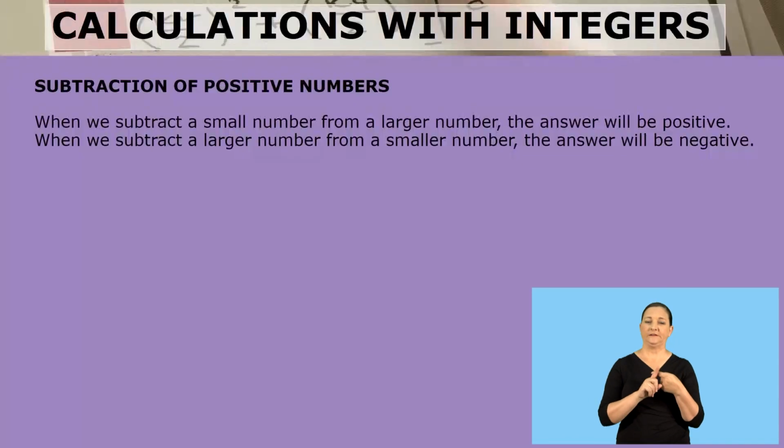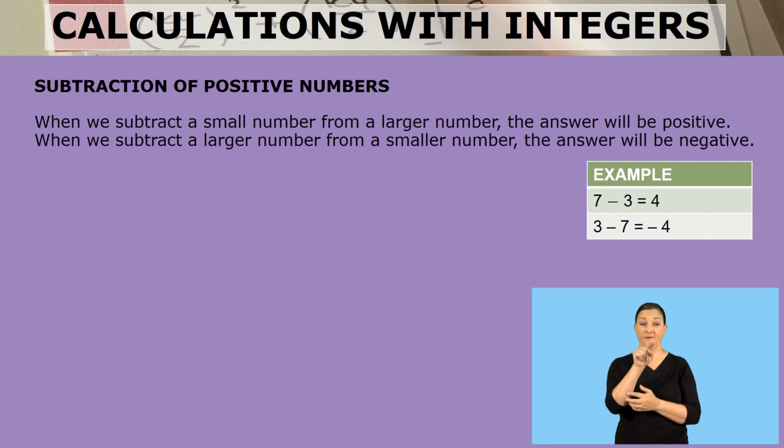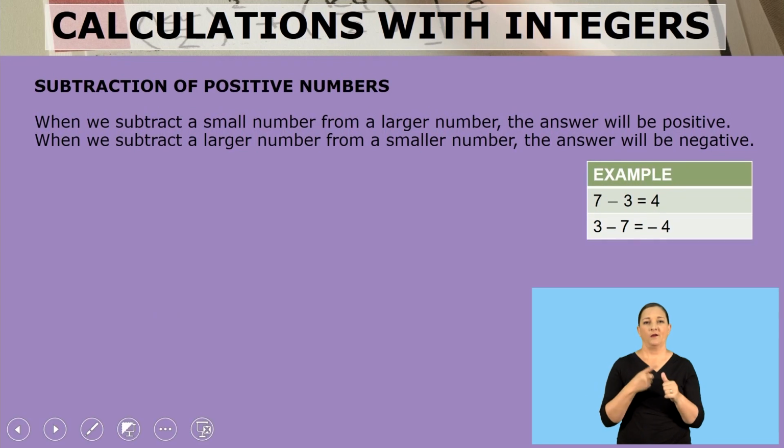Let's move on to subtraction of positive numbers. So when we subtract a smaller number from a larger number, the answer will be positive. When we subtract a larger number from a smaller number, then the answer is going to be negative. An example of this is if I have 7 minus 3, I am subtracting a smaller number. So the answer will be positive, and that is 4. But if I say 3 minus 7, now I'm subtracting a larger number. So my answer will be negative.